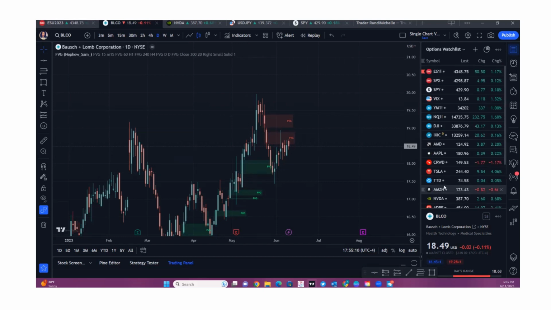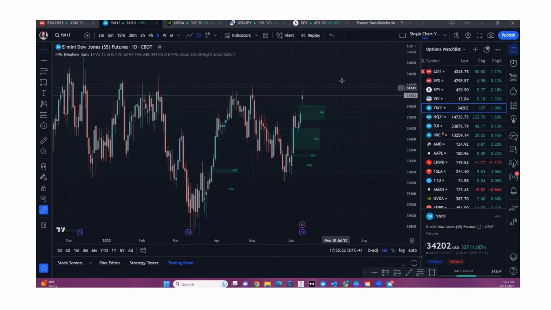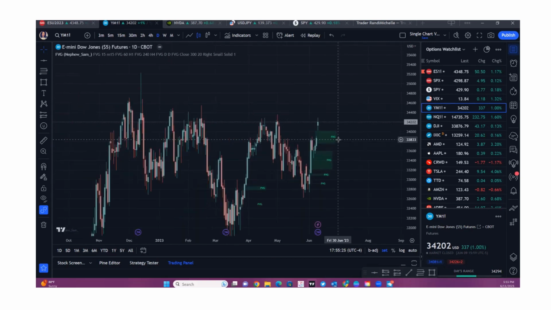All right, so it's 5 minutes to 6. We kind of went over all of the tickers and SPY. We didn't really look at the Dow and the NASDAQ as a whole, so we can give an overview right now.